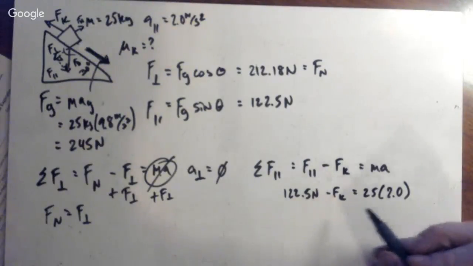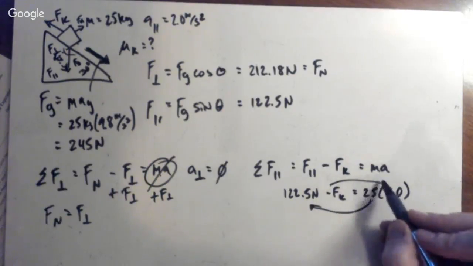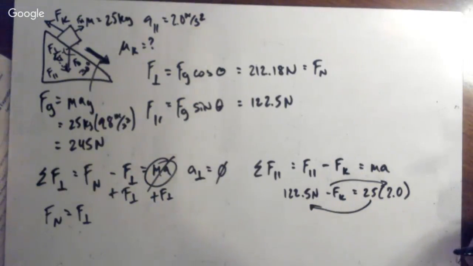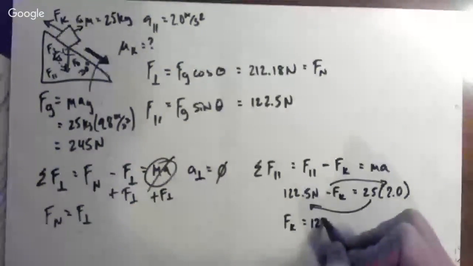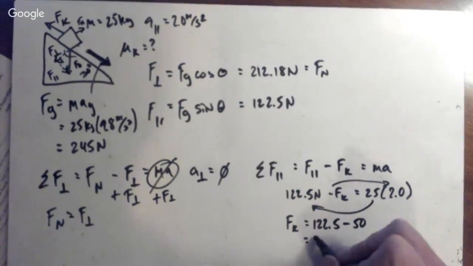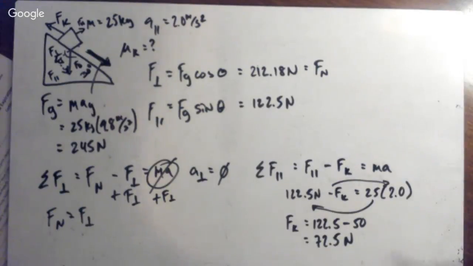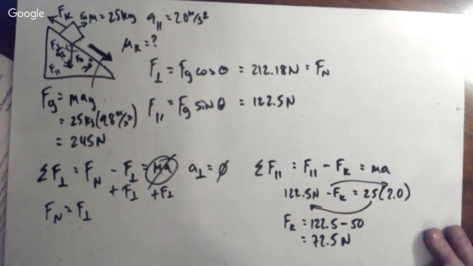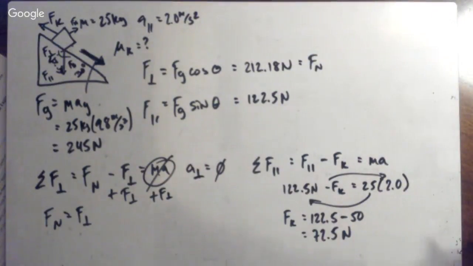Let's move this over here and move Fk over to that side. We're just combining like terms and working out our math. We end up with Fk equals 122.5 minus 50, or 72.5 newtons. That's our Fk. But that's not what I asked for in the beginning of this problem, is it? It's our mu k.